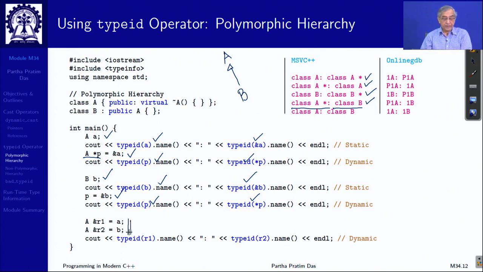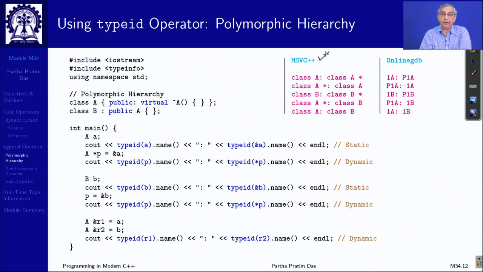This is with the references. If you do this R1 and R2, R1 is an A object, R2 is actually a reference of a B object, but held as an A type reference. You can see it rightly says that this is an A object and this is a B object. So, this is how the typeid operator can be used. Here you can see that I have given two sets of outputs. This is what I found on my Microsoft Visual C++ compiler, which is kind of more understandable, and this is what I found on the online GDB.